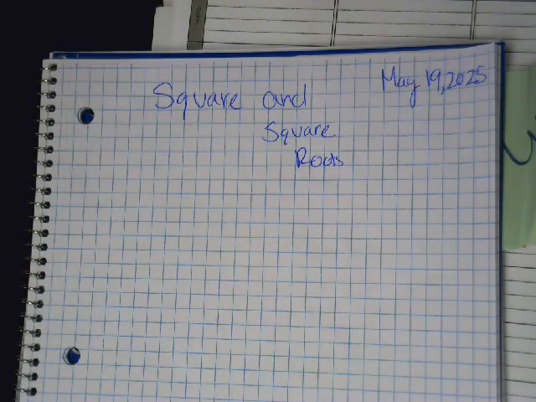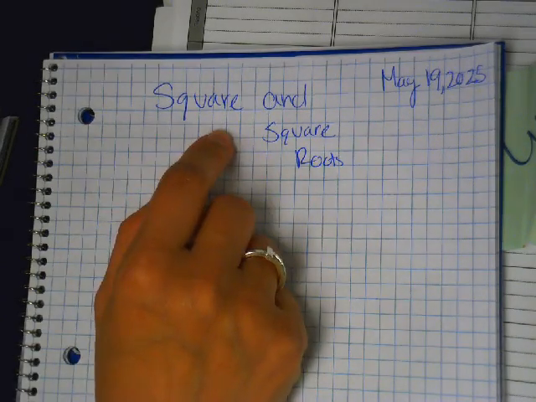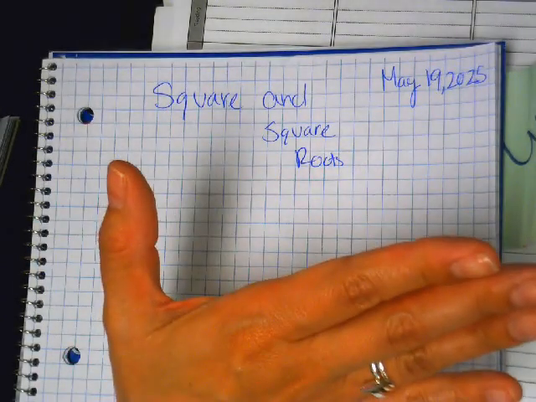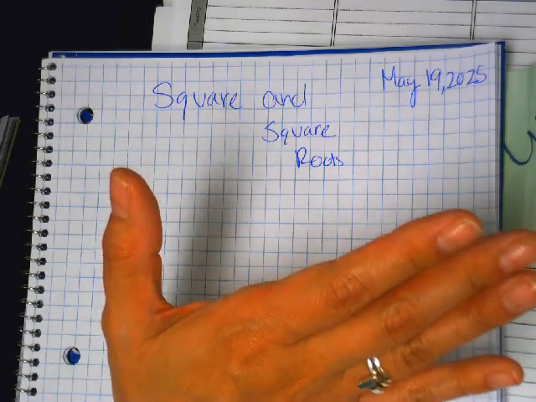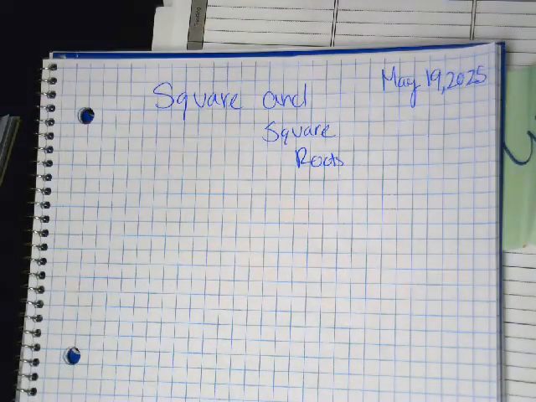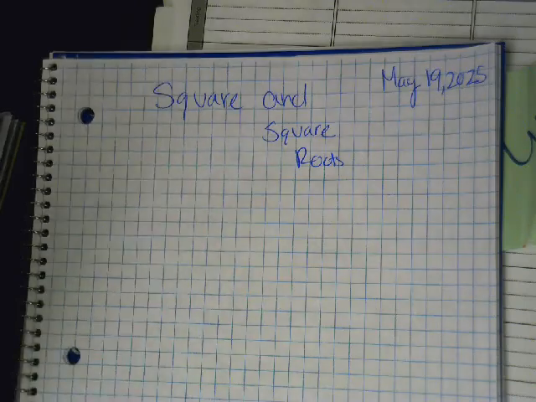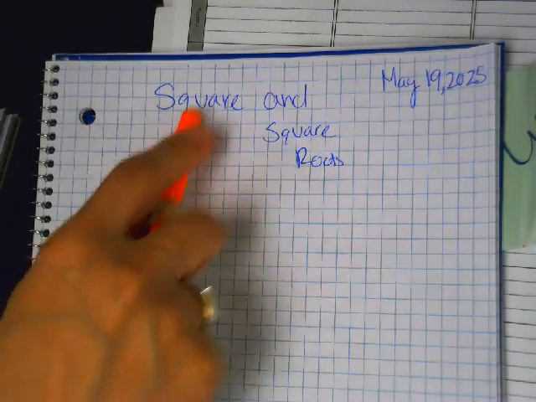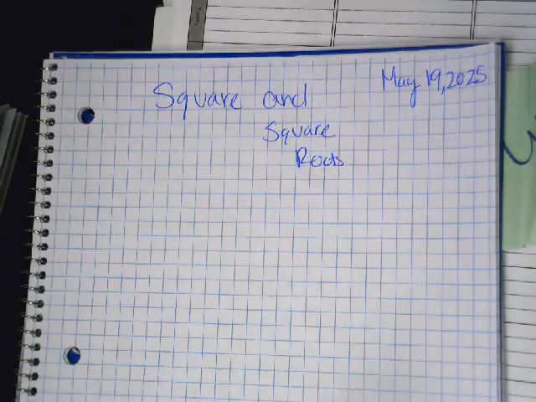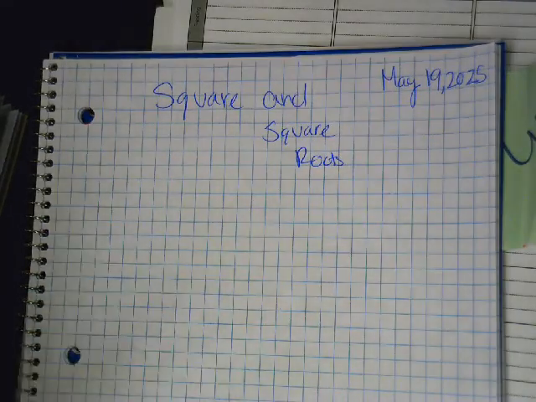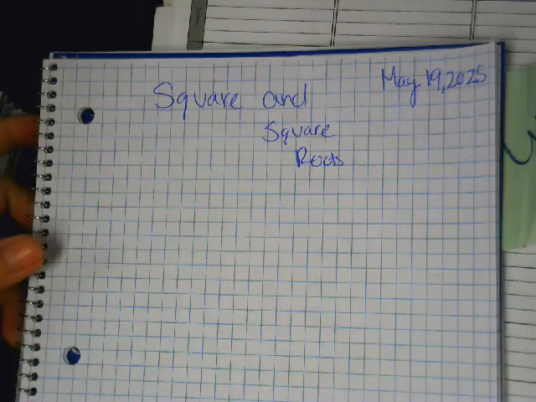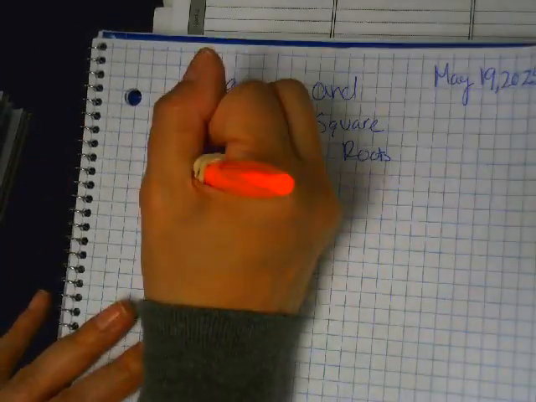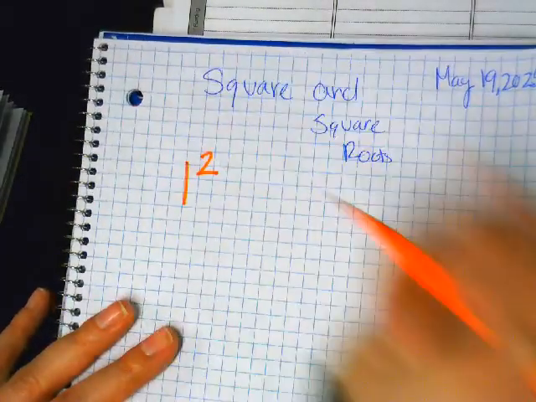What's the opposite of addition? What's the opposite of division? Do we understand the opposites? So, squares and square roots are the opposites of each other. We're going to start off with something that you should know. What's 1 squared?